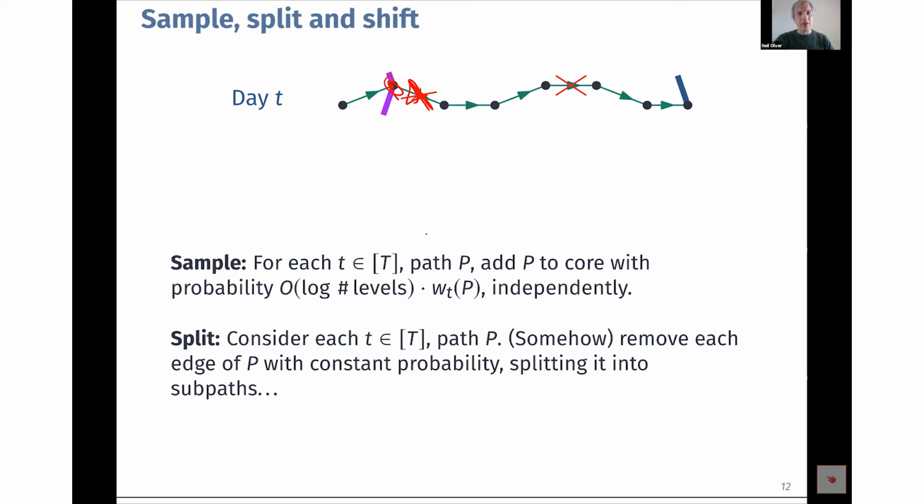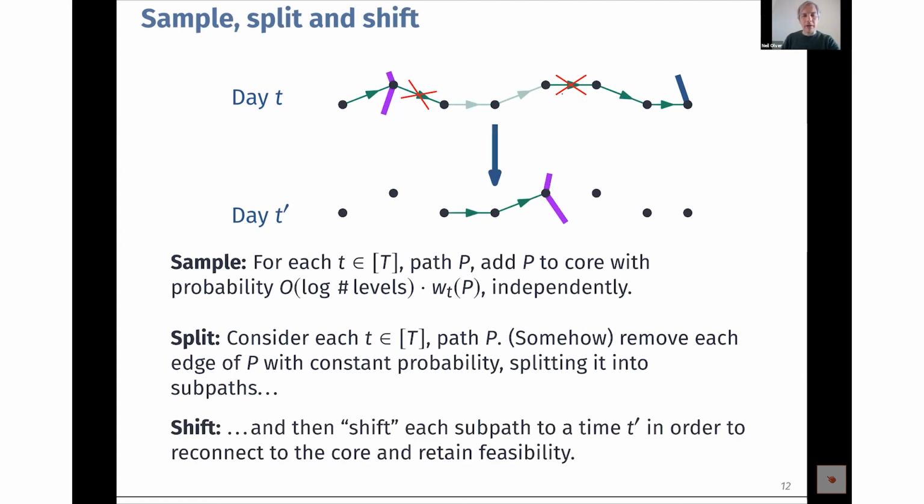However, that's again going to be very unlikely. Instead, what we will try to do is, imagine looking at this node here. Maybe no path at day T through this node is sampled, but maybe at some other day, T prime, such a path is sampled. And if this day T prime is in the time window of everything in this subpath here, we can move that subpath to this other day T prime in order to reconnect all of these. Okay, so that's the plan.